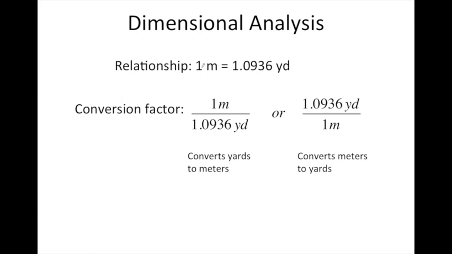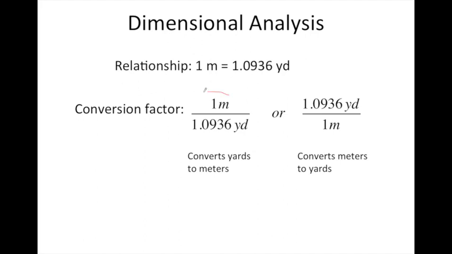Since this is a relationship or an equivalency, these two are essentially equal to each other, so we can write it as a fraction. 1 meter over 1.0936 yards, or equally, you could express it as 1.0936 yards over 1 meter.